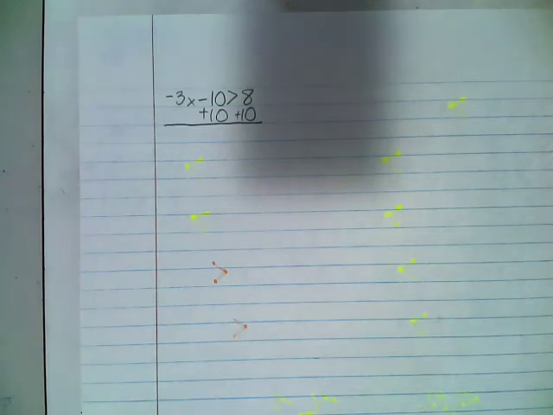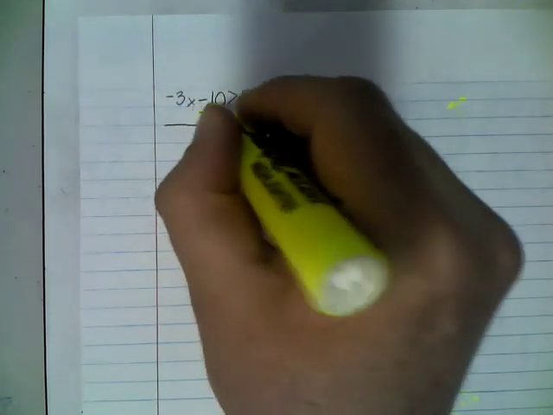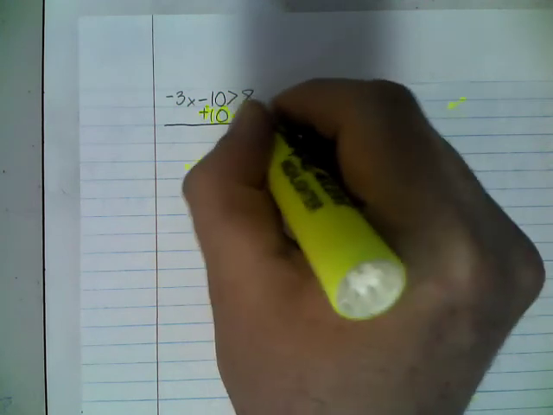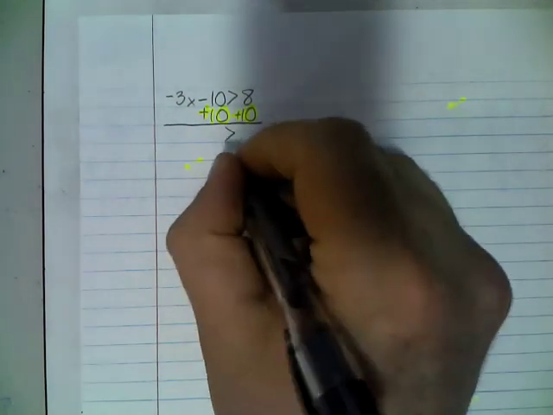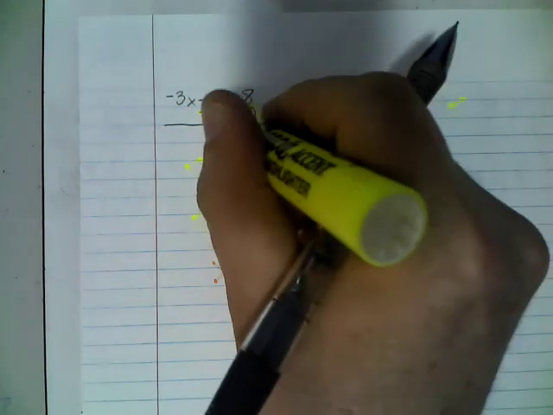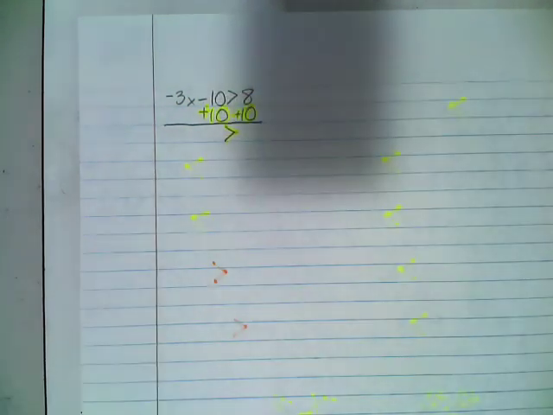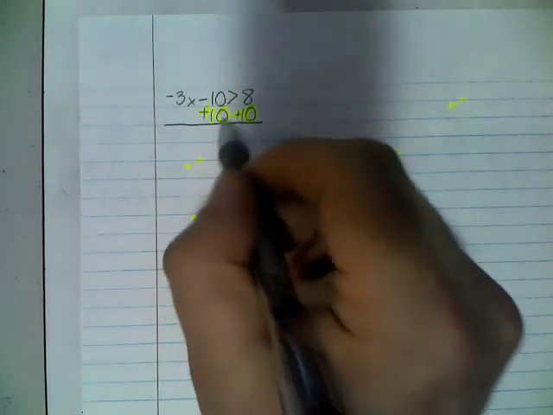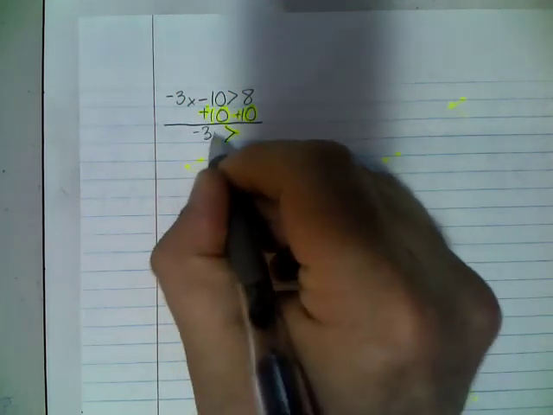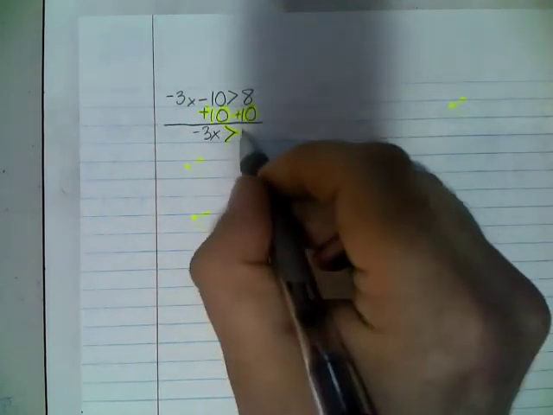Now remember, ladies and gentlemen, that addition never changes the sign. So it doesn't matter what we're adding to both sides, because addition will always leave it the same. So if it was greater than before, it will still be greater than afterwards. So simplify this, my -10 plus 10 will cancel. So I have -3x, and then 8 plus 10 is 18.